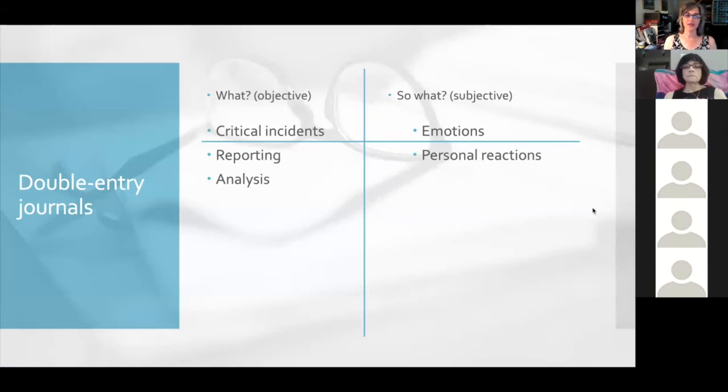So again, written journals, very common. Often I'll start with the what in one column and the so what in a second column. Maybe as we move through the semester, we'll add a third column for the now what, but usually I'll try and get them comfortable with reflecting in this manner first.